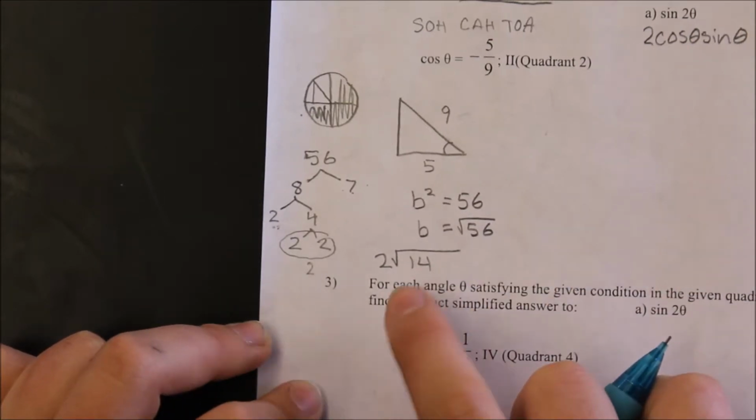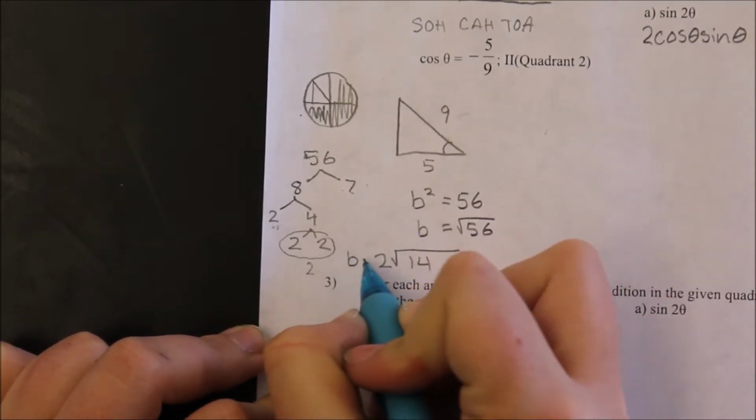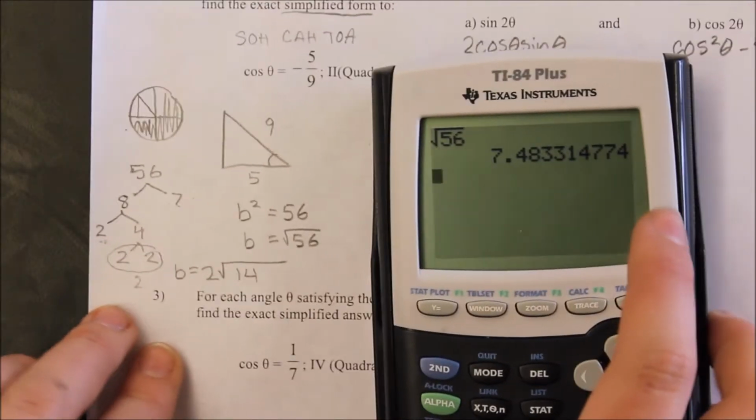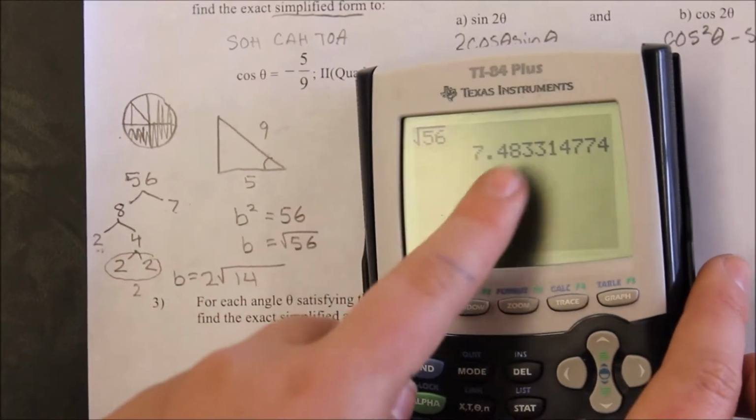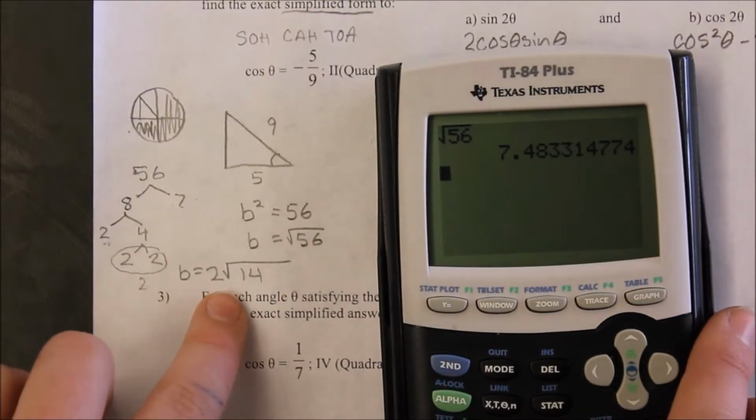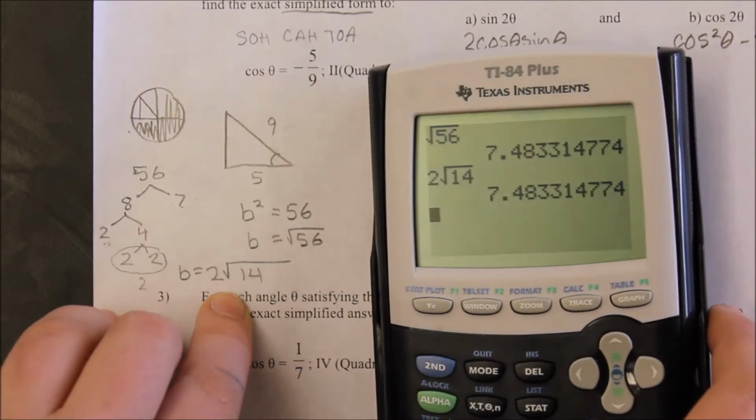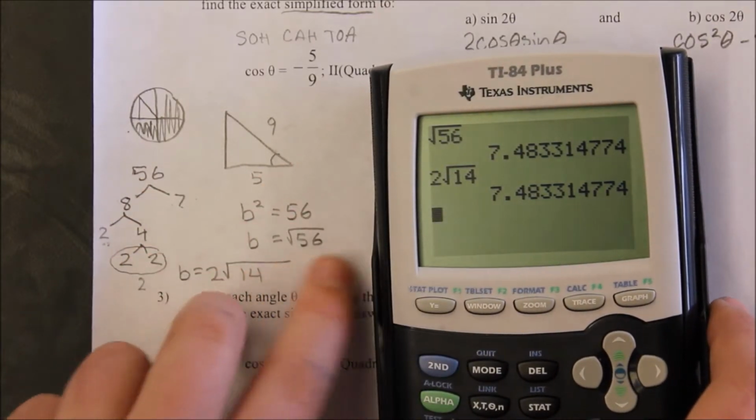So b in its simplified form is 2 times the square root of 14, and if you want to double check that, the square root of 56 is that, and punch in 2 times the square root of 14, which gives you the same exact decimal. So that way, you do it right, and that's the simplest that can go.